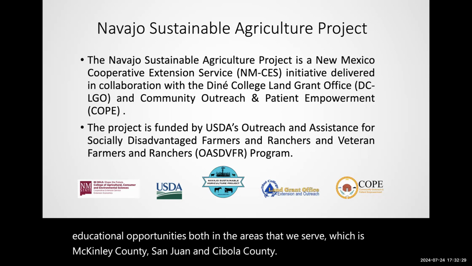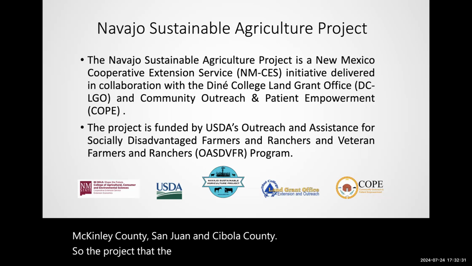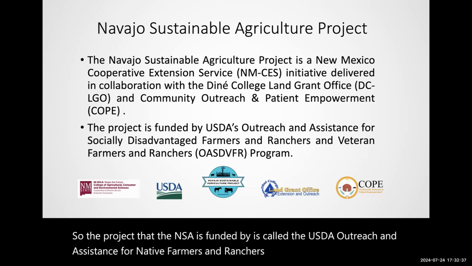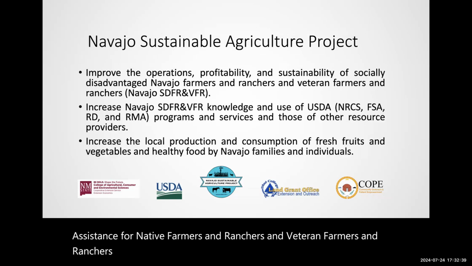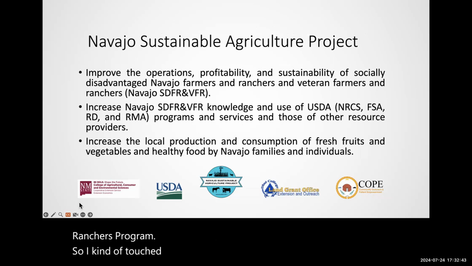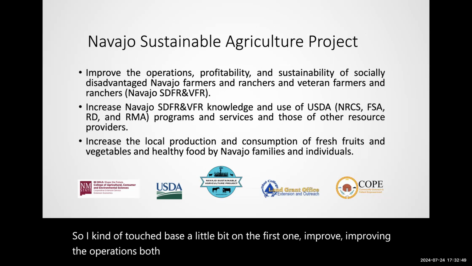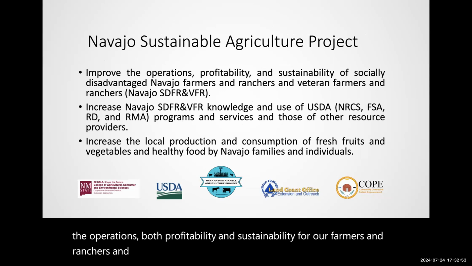So the project that the NSA is funded by is called the USDA Outreach and Assistance for Native Farmers and Ranchers and Veteran Farmers and Ranchers Program. I kind of touched base a little bit on the first one, improving the operations, both profitability and sustainability, for our farmers and ranchers and Veteran Farmers and Ranchers Program.